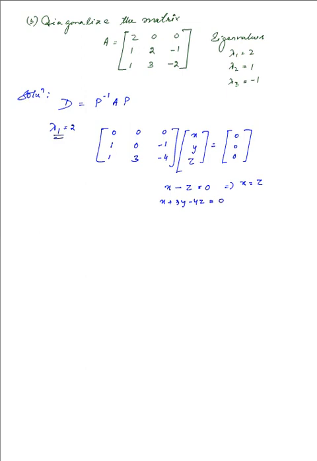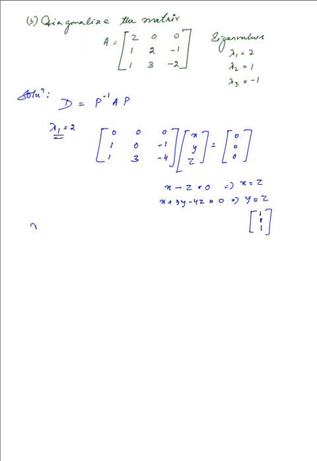So because we have x to be equal to z, this is z plus 3y minus 4z, so minus 3z plus 3y, we also have y to be equal to z. So what that gives us, if we are putting z is equal to 1, we are getting the eigenvector as 1, 1, 1, as simple as that.